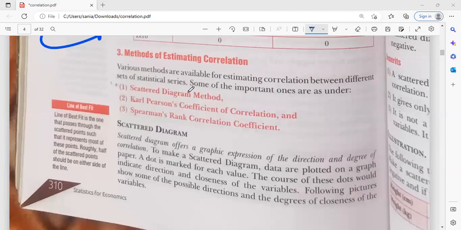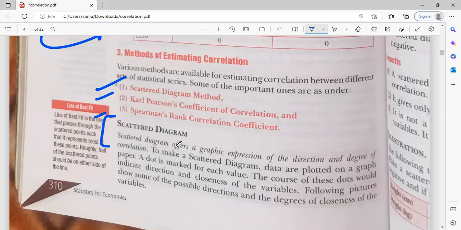This scatter diagram is very, very easy. Now we have different methods. Three methods are there. One is the scatter diagram method, next is Karl Pearson, and then the Spearman rank correlation coefficient. So first you will write methods of estimating correlation. You will write all this. Then first of all we will start with the scatter diagram.